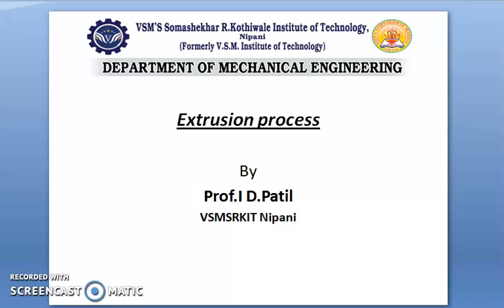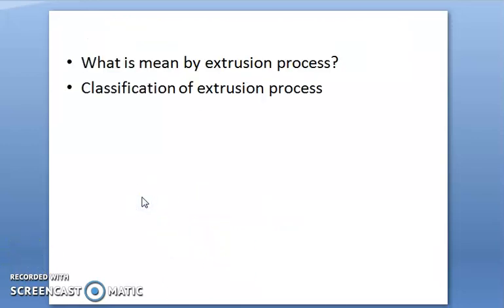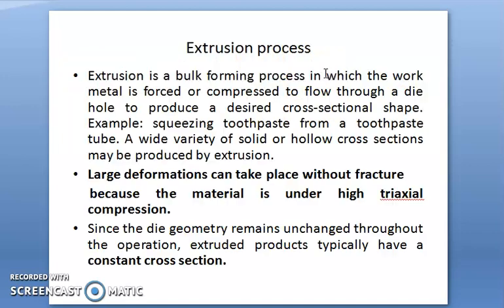In this lecture, we discuss what is meant by extrusion process and the classification of extrusion process. First we see what is meant by extrusion process. Extrusion is a bulk forming process in which the work metal is forced or compressed to flow through a die hole to produce a desired cross-sectional shape.